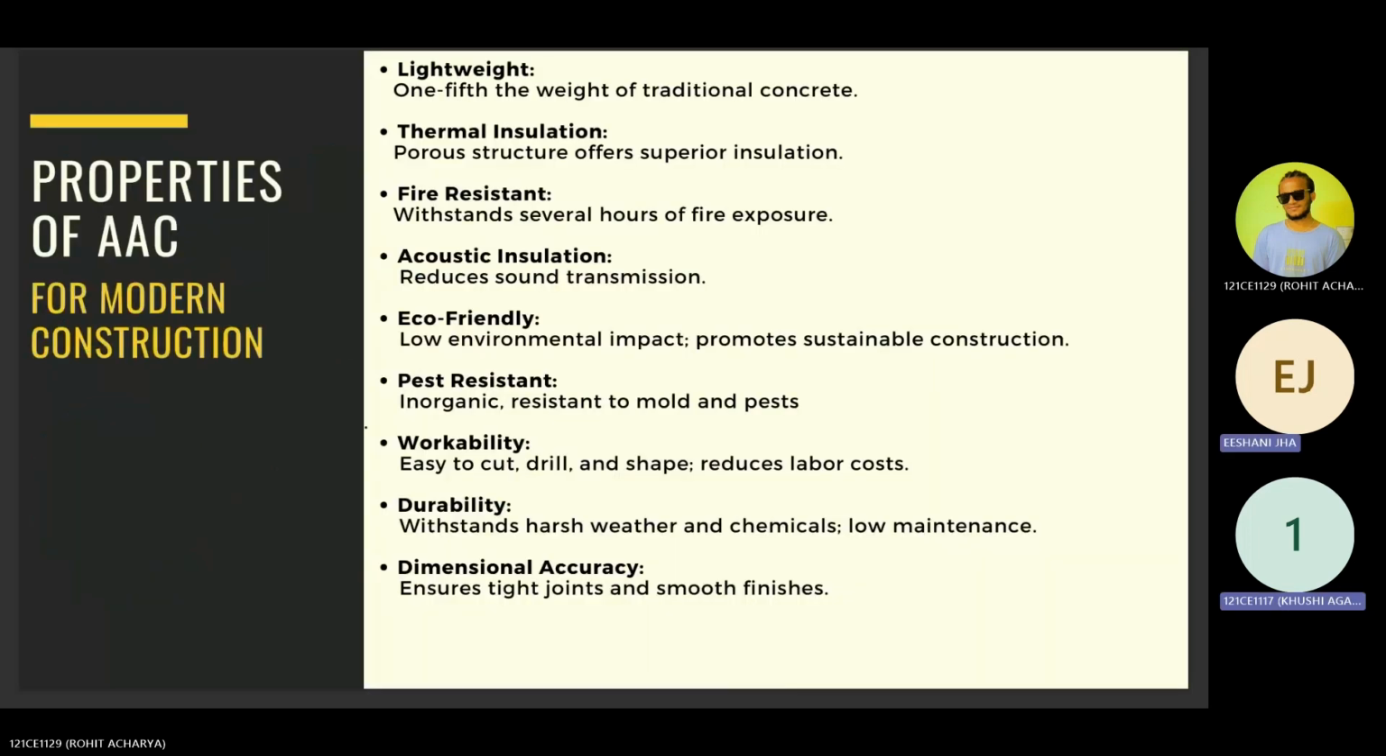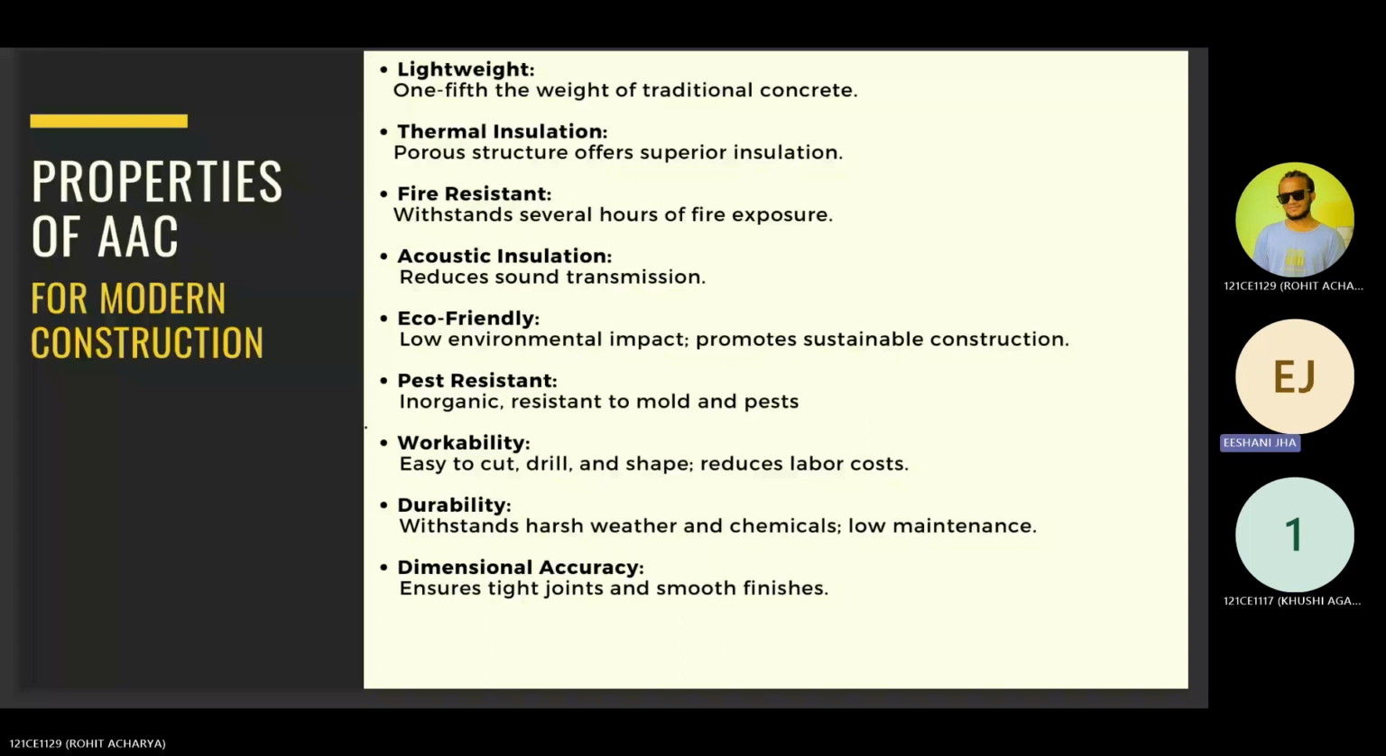Thanks, Khushi. Now, moving forward, we'll explore more about the properties of AAC. AAC has the following properties that make it a lucrative option amongst modern day construction. It is lightweight. The weight of AAC is one-fifth the weight of traditional concrete. It provides thermal insulation. Its porous structure offers superior insulation.